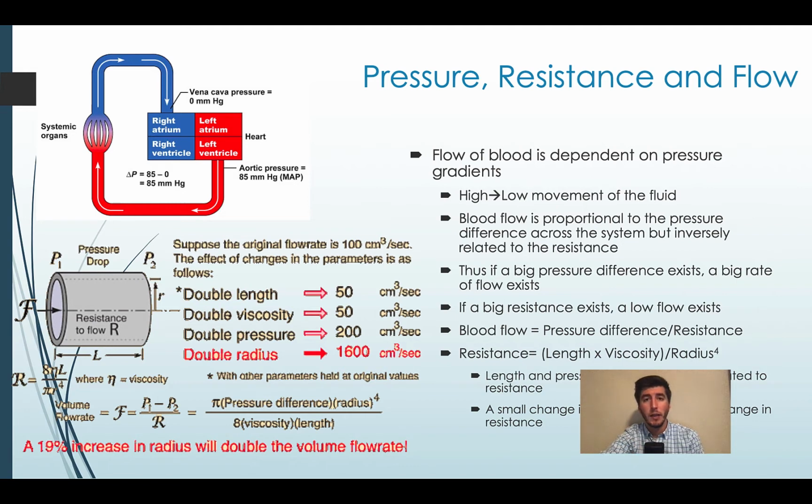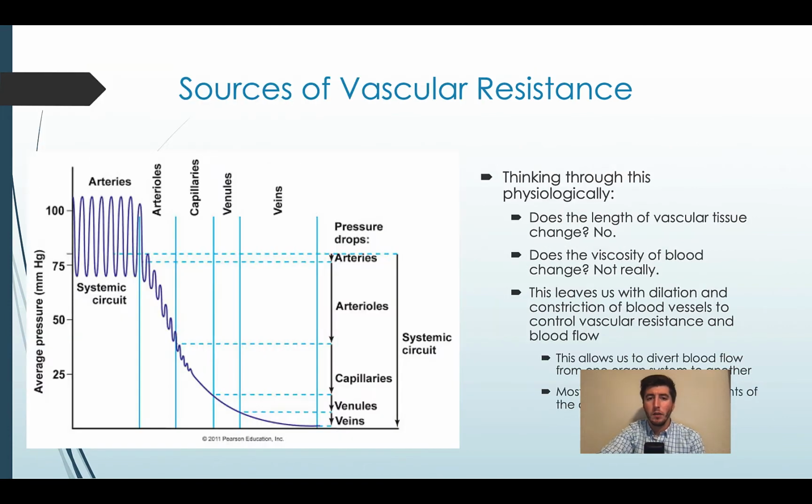The same thing happens. If you look at this equation over here on the right-hand side, you can see that length and viscosity are proportionally related to the resistance. However, radius is not proportional. It's nonlinear. It's to the fourth degree. It's raised to the fourth. So that means for every small change, there's a huge outcome difference. Make sense?